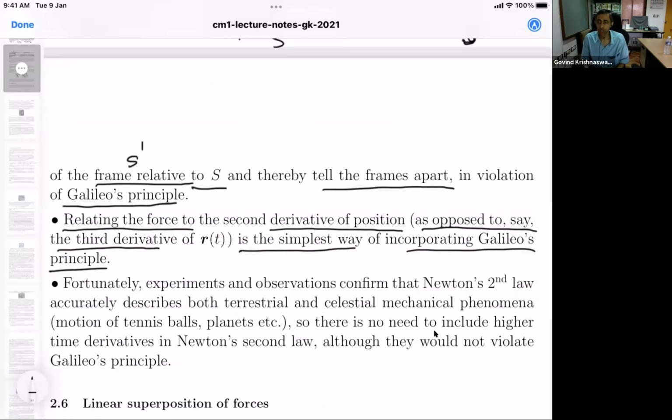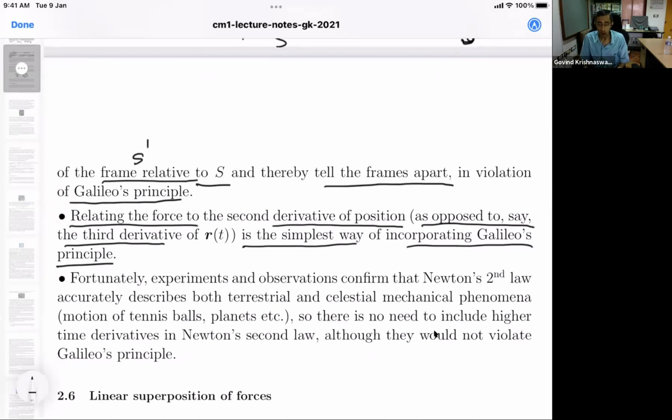Ripunjai's question was whether one could have some analog of Galileo's principle, but for accelerated motion, and thereby somehow constrain these higher derivatives. That is a question worth thinking about.